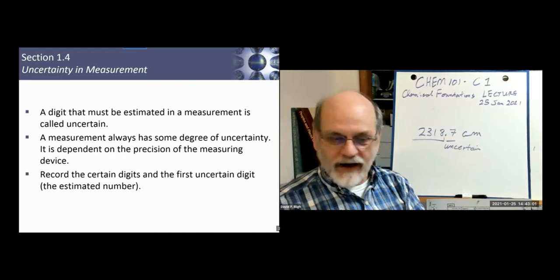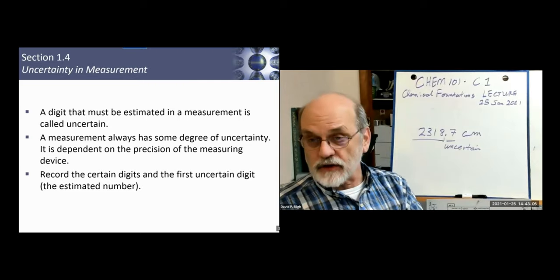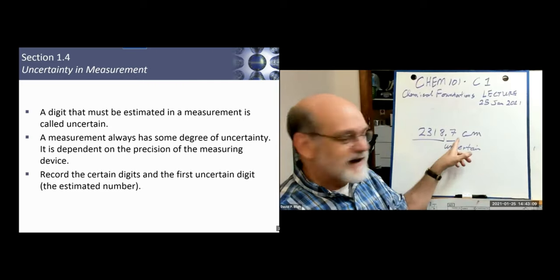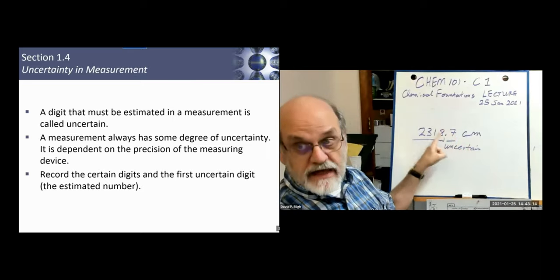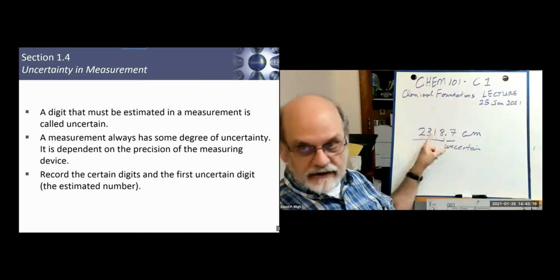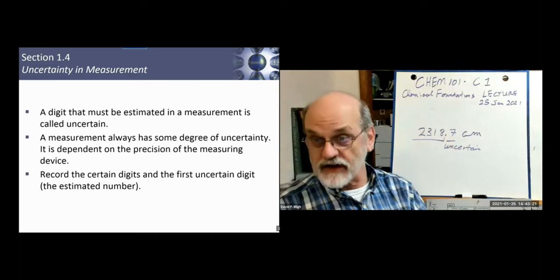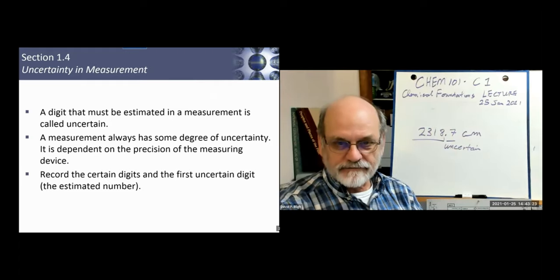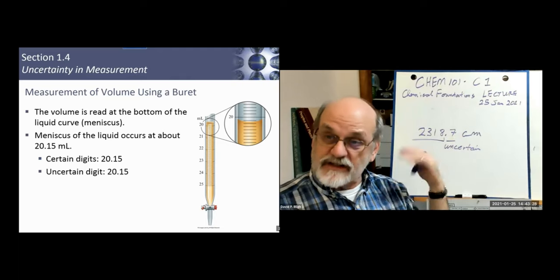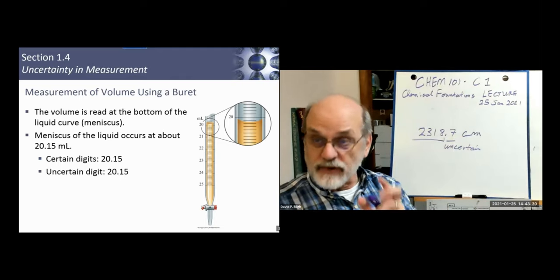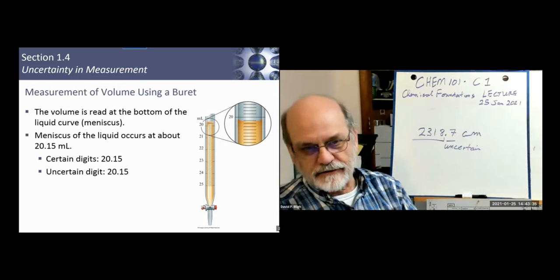So one way we accommodate uncertainty is to say, I think that's what it is, but I'm not absolutely sure. These right here, oh, definitely, those are true. This one is the uncertain digit. So that means that the last digit is a guess. Sometimes it's a pretty good guess, but every scientist knows that it's just a guess.